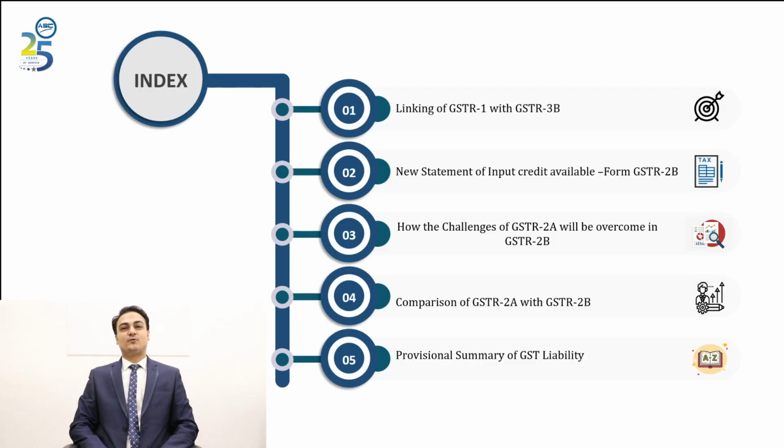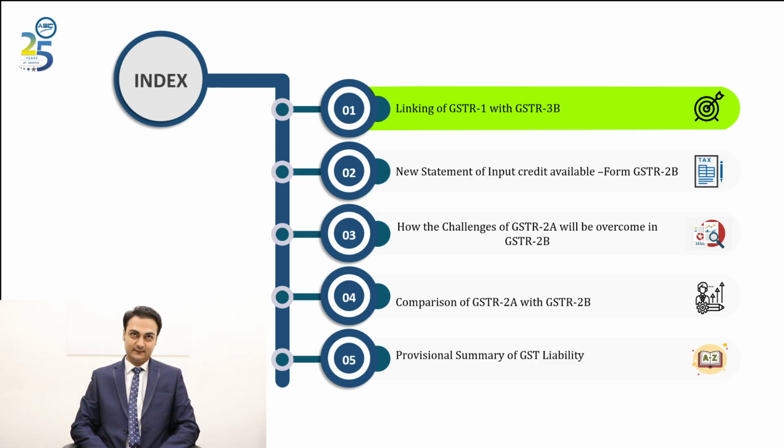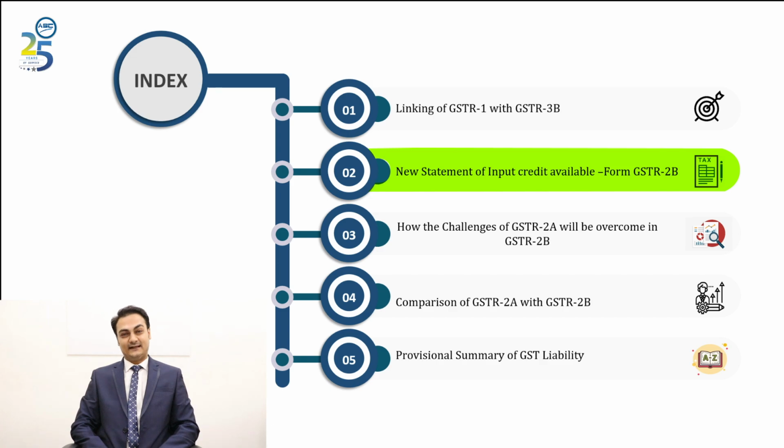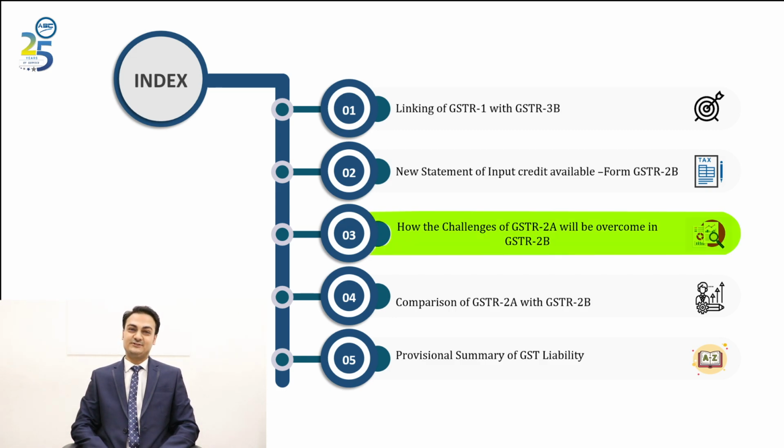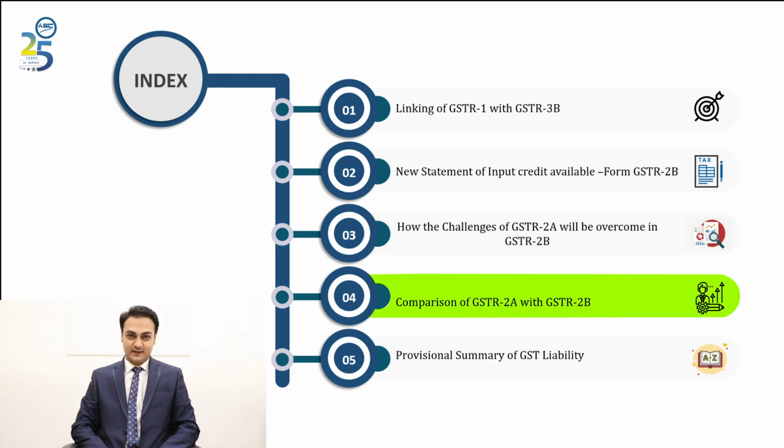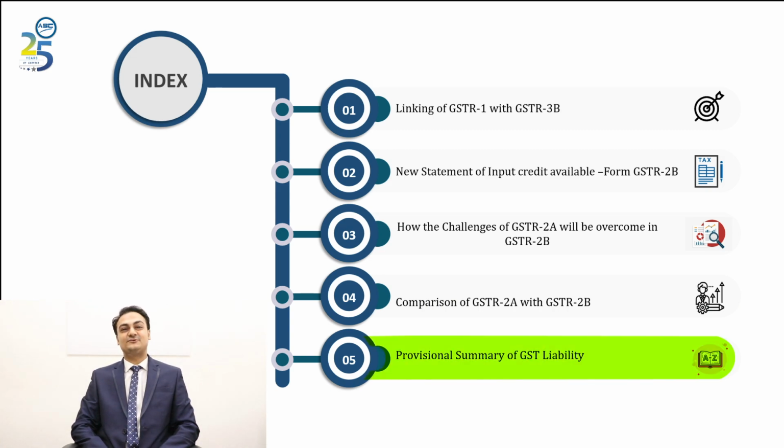So in this session, we are going to cover 5 topics. The first one is linking of GSTR-1 with your GSTR-3B, followed by the new return, that is GSTR-2B, for input tax credit available. The third one, how the challenges of GSTR-2A will be overcome in GSTR-2B, followed by comparison of GSTR-2A with GSTR-2B. After that, Provisional Summary of GST liability.